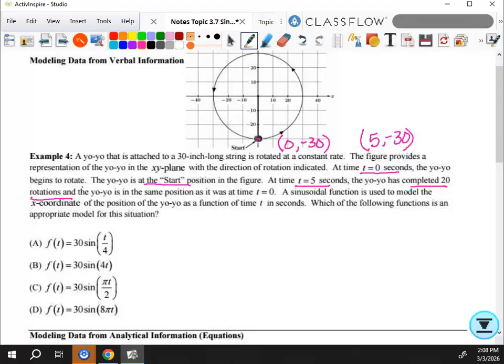Okay, we agree with that? This is back where it started. A sinusoidal function is used to model the x-coordinate of the position of the yo-yo as a function of time t seconds. Which of the following functions is an appropriate model for the situation? Okay, so when I look at my answer choices, all 4 of them are sine. All 4 of them have the same amplitude. The only difference is the b value, okay? And the b value is tied to what part of the graph?